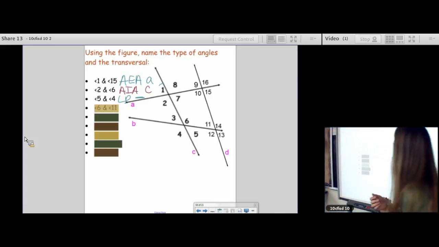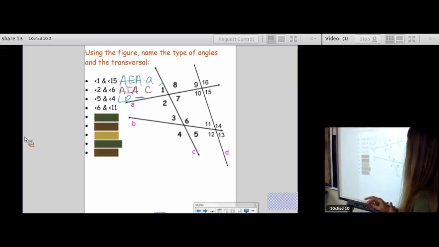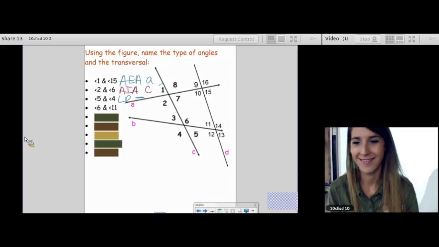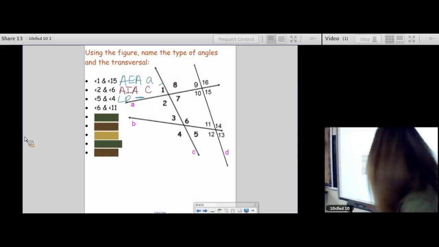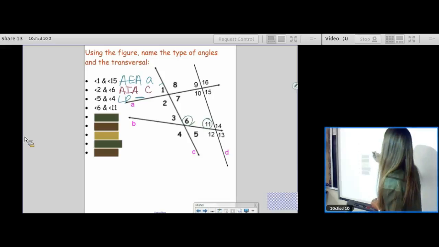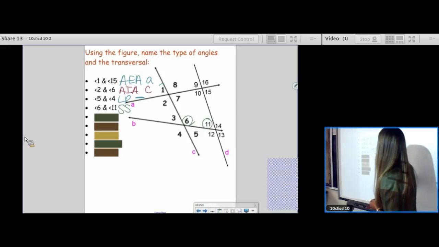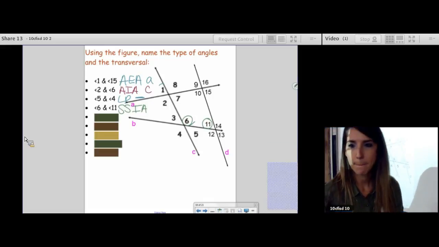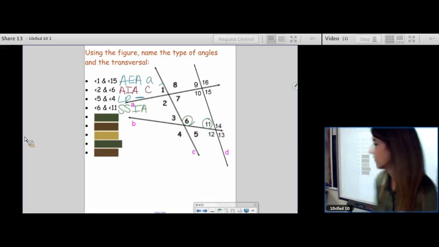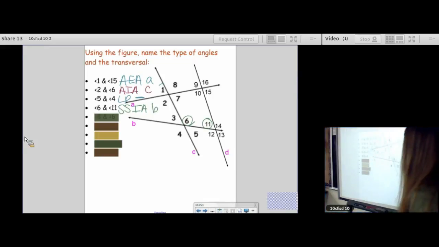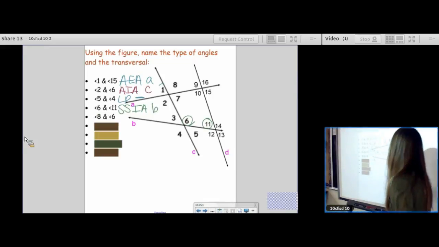Okay. 6 and 11. What are 6 and 11? Good. Turn your head sideways, kind of. 6 and 11 are same side interior angle. And what's the transversal? B. Very good. 8 and 6.